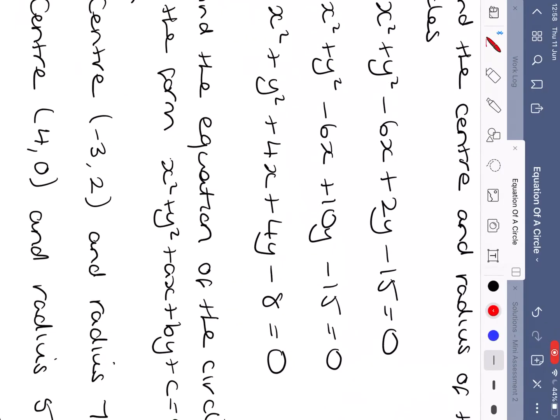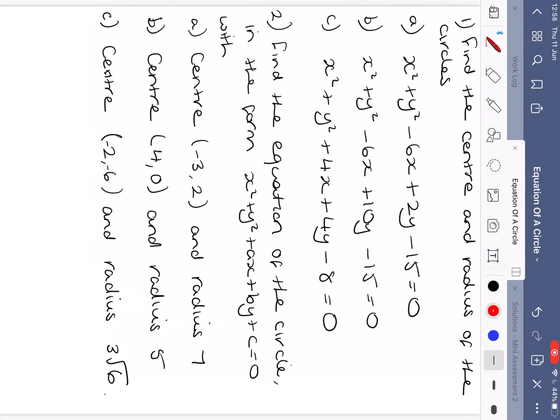Here's a few for you to have a go at. So find the centre and radius for the first one. And then the second one, you're given the centre and the radius and you want to write it in that form of the equation of a circle. Press pause, have a go, and press play when you've done to see the answers.